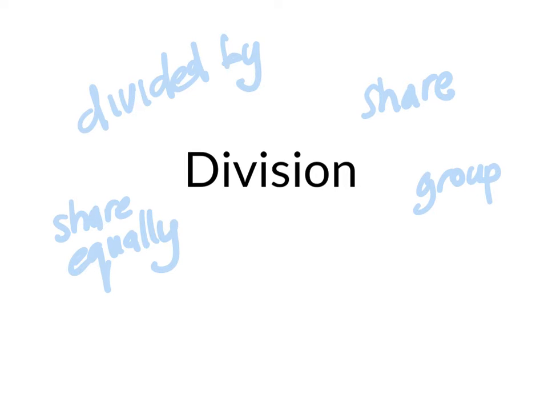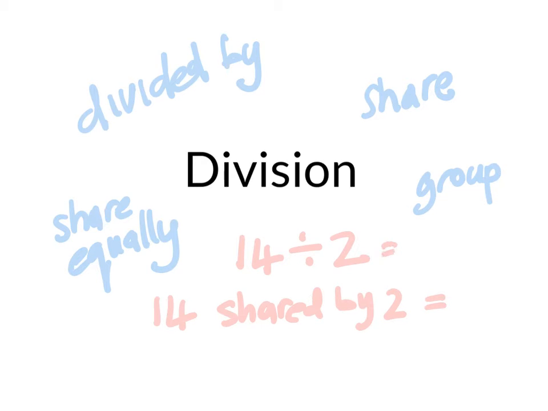Okay, so I'll just change the colour here. So, for instance, if I say 14 divided by 2, I'm really saying what happens if we've got 14 shared by 2. Okay, it's exactly the same. Or 14 in 2 groups, or 14 shared equally. So when we say what's 14 shared by 2, we say it's 7. And 14 divided by 2 is the same. It just means the same.